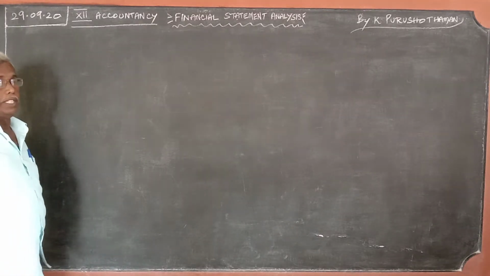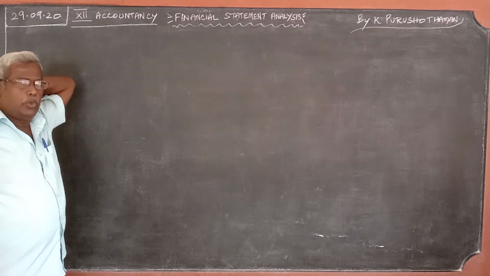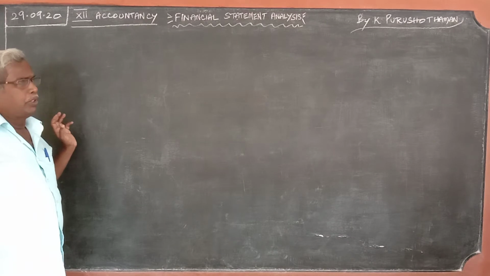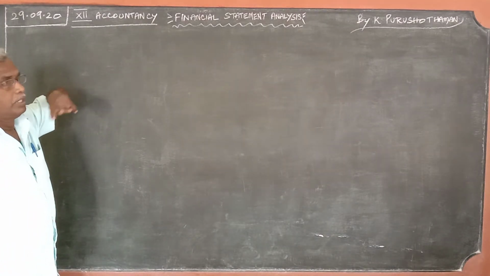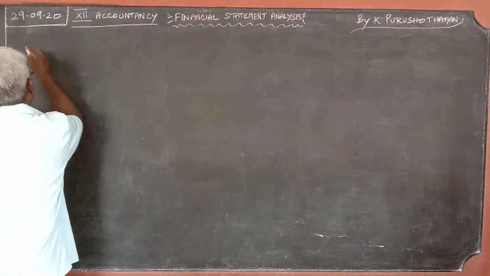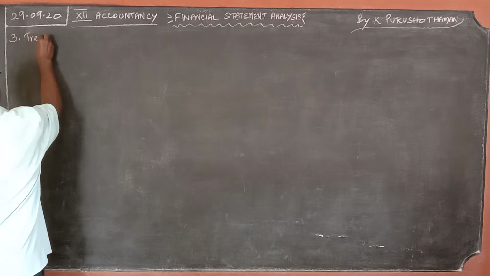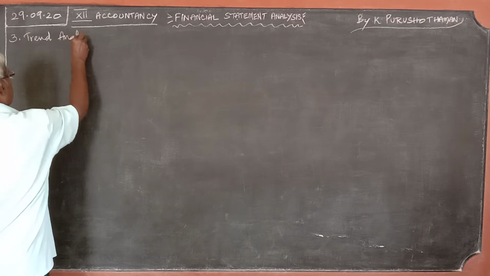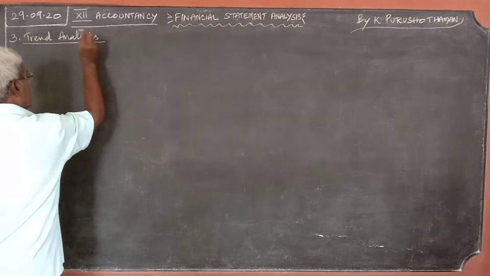So far we have seen comparative statement problems, and up to yesterday we have seen the common size statement problem. We have seen the two methods, and we are going to see today the third and the last method given in the book, trend analysis.